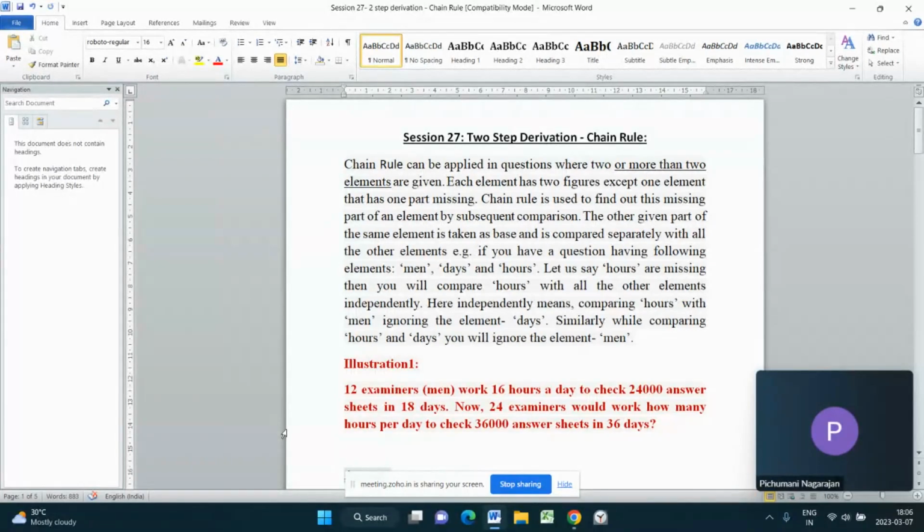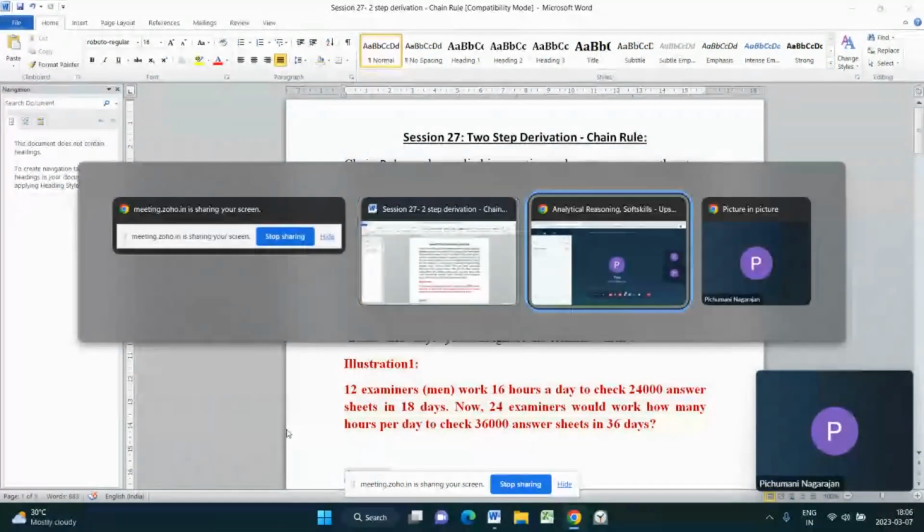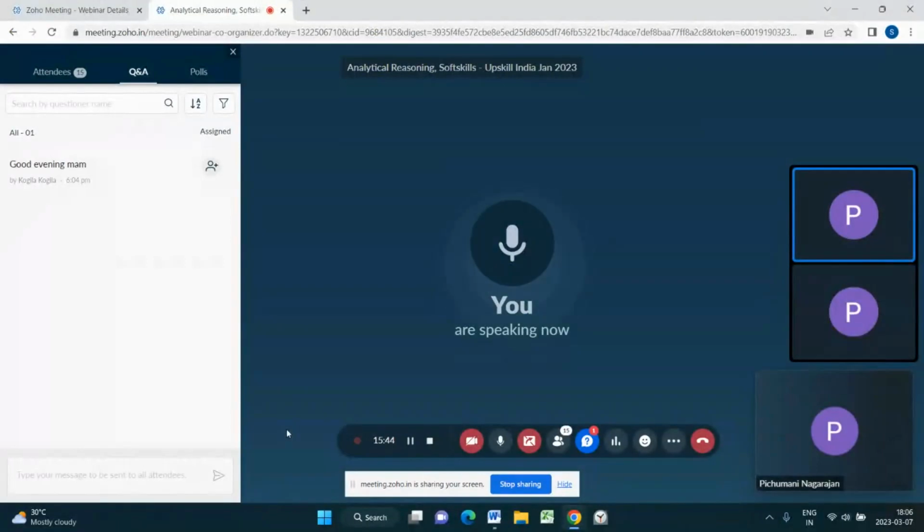Can you tell me what did we see yesterday? One of you. If 7 men do a work in 5 days, how many days will 10 men take? We saw that kind of problem. So men is one element. The other element is the days. Completing the work is the third element. So each one is an element. So in the question, you will have minimum two elements or more than two elements.